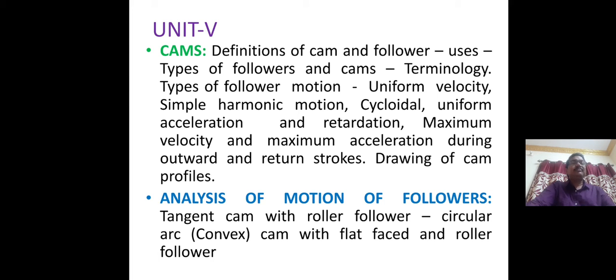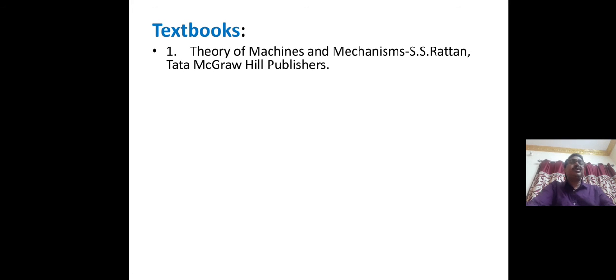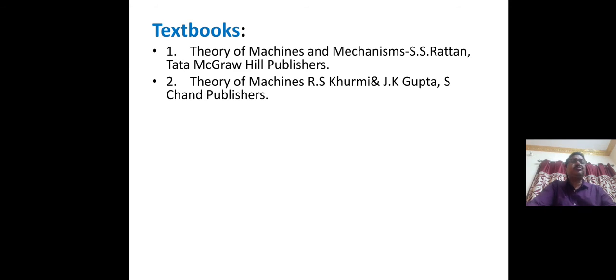So these are the syllabus topics. Now coming to the textbooks for this subject. Theory of Machines and Mechanisms by S.S. Rattan, Tata McGraw-Hill publishers, is the most prescribed book and a useful one. The second prescribed textbook is Theory of Machines by R.S. Khurmi and J.K. Gupta, S. Chand publishers. So these two books are prescribed.